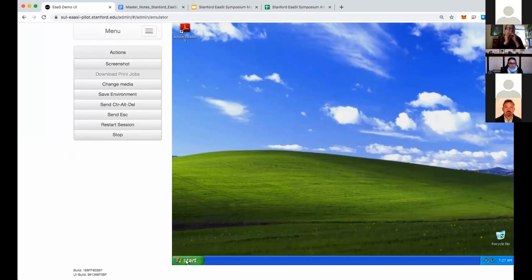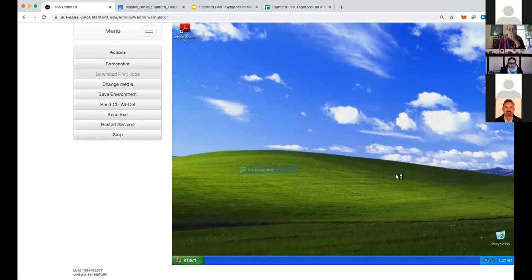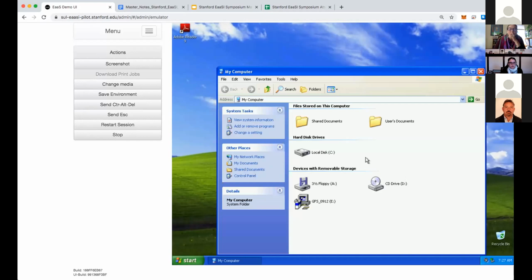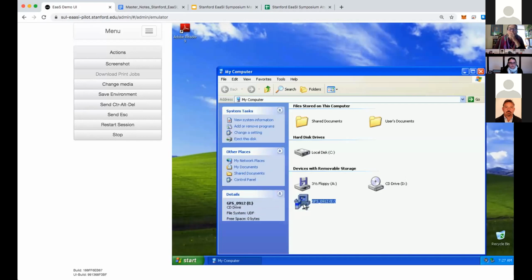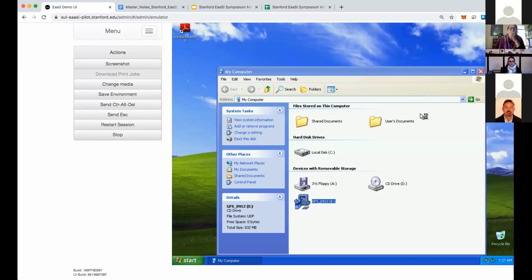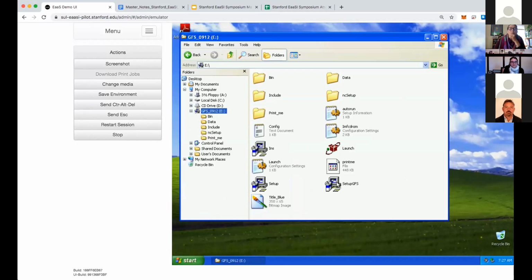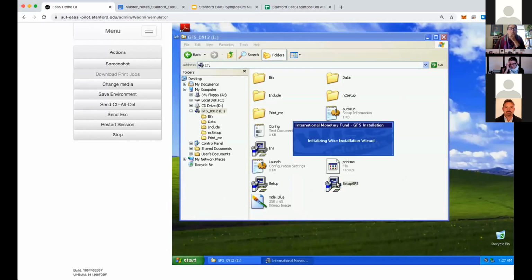And what I'm going to show you now is how we install the program. This is a one-time process of doing the install because we'll save the environment. But I just wanted to show folks what it looks like. You get to actually work in the old Windows XP environment.